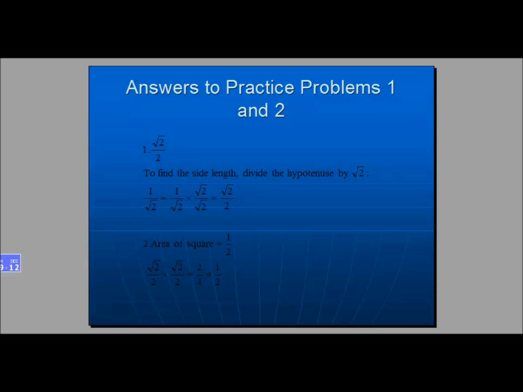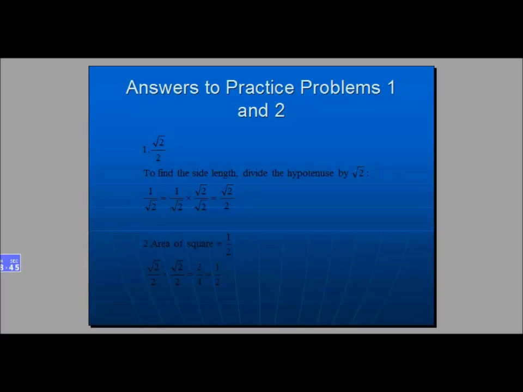The length of the side is the square root of 2 over 2. And the fastest way to find the side length is to divide the hypotenuse by the square root of 2. Remember, the hypotenuse, which is that diagonal, is 1. We divide by the square root of 2 and rationalize the denominator, and we get square root of 2 over 2.